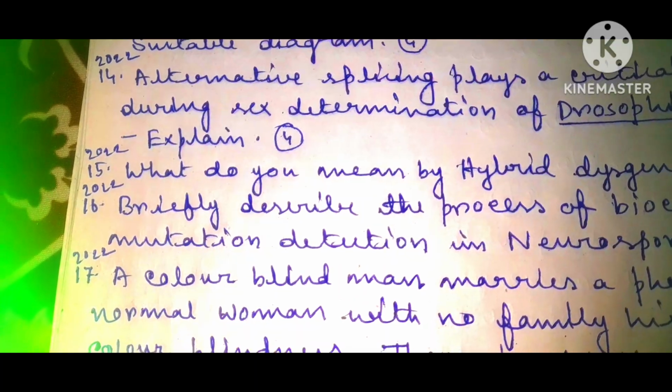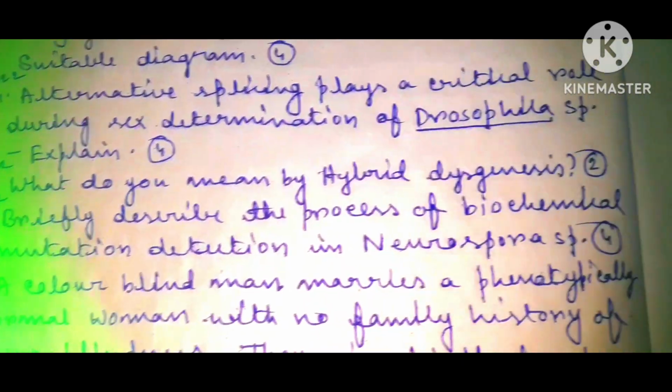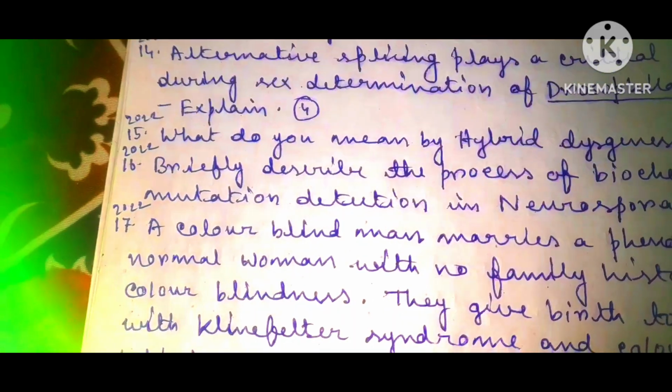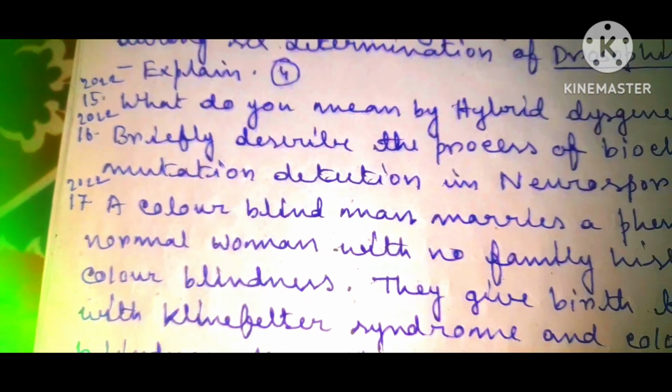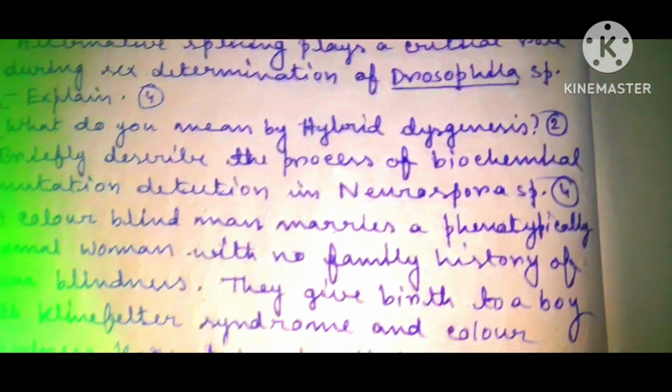Alternative splicing plays a critical role during sex determination of Drosophila sp. Explain carrying 4 marks. What do you mean by hybrid dysgenesis carrying 2 marks? Briefly describe the process of biochemical mutation detection in Neurospora sp carrying 4 marks.